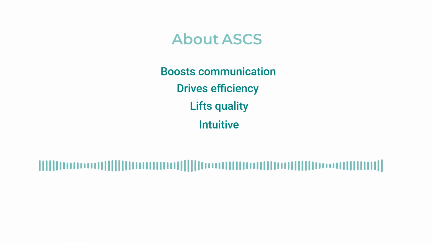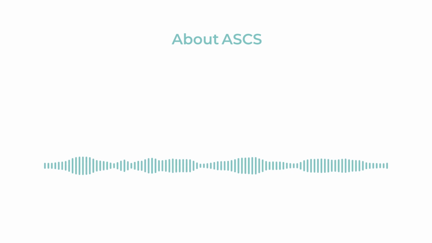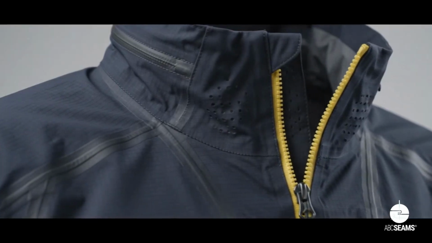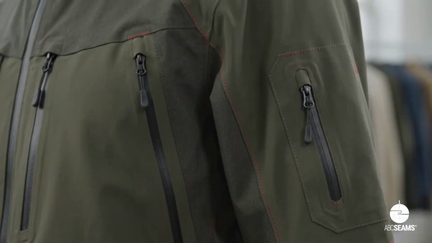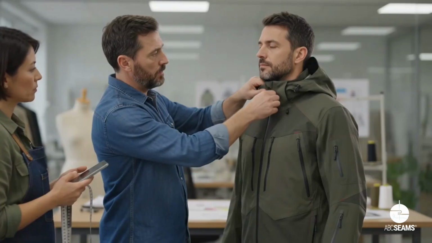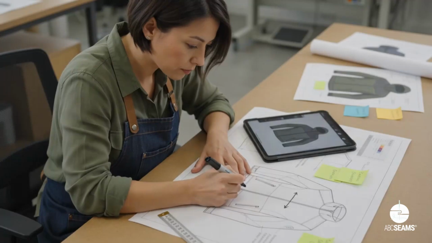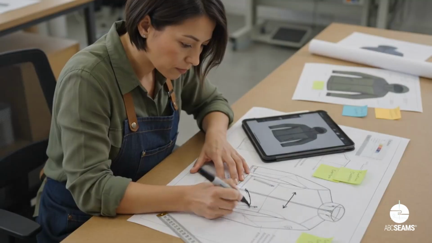Definitely. Let's maybe track an imaginary product, say a new technical jacket. Yeah. Let's call it the Summit Seeker. Okay, good example. High performance, lots of specific seams. Yeah. We'll see how ASCS would ensure the Summit Seeker looks and performs exactly as designed, no matter where it's made. One visual language. Sounds like a plan. So let's start peeling back the layers.